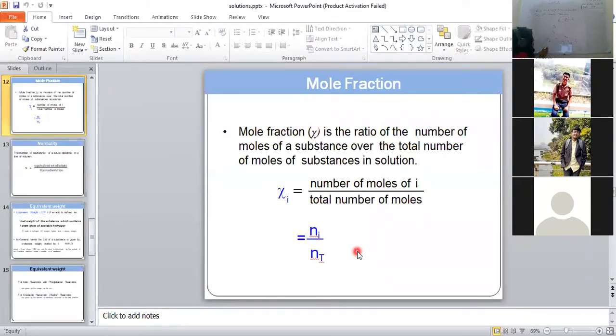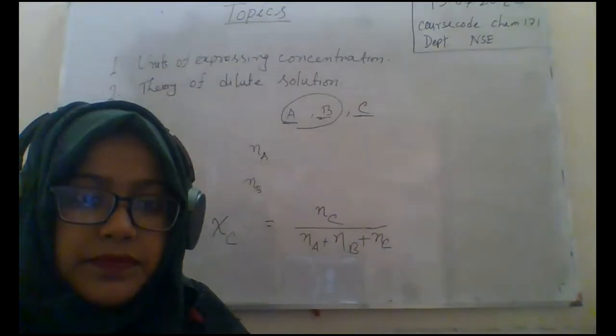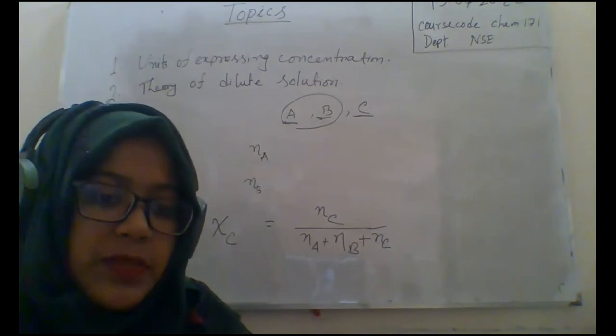So if you want to calculate the mole fraction of B, what will be the change? Here, just the mole number of B will change. If you want to calculate the mole fraction of C, you have to change the number of moles of C here. But the total number of moles is fixed always. Is it clear?